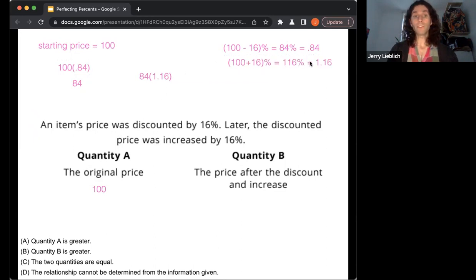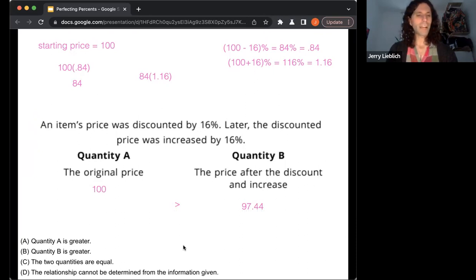It's really helpful to know these tricks for doing quick decreases and increases of numbers. And so when we do that, what do I get? 84 times 1.16 gives me 97.44, meaning quantity A is greater.